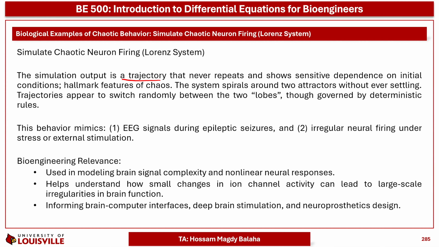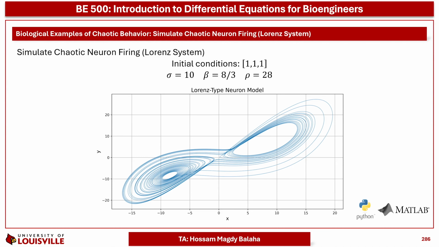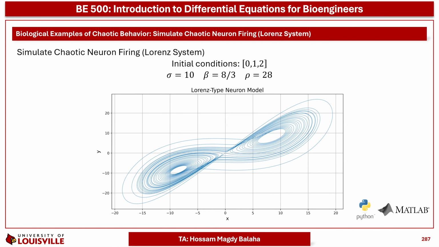So we can use this behavior to mimic the EEG signals during epileptic seizures or irregular neural firing under stress or external stimulation. And if you simulate the behavior between X and Y, you can find something like that. We have two loops or two attractors, and the system behaves in a chaotic manner without settling down. And if you change the initial condition from 1, 1, 1, because we have three variables, to 0, 1, and 2, the behavior changes without settling down either.